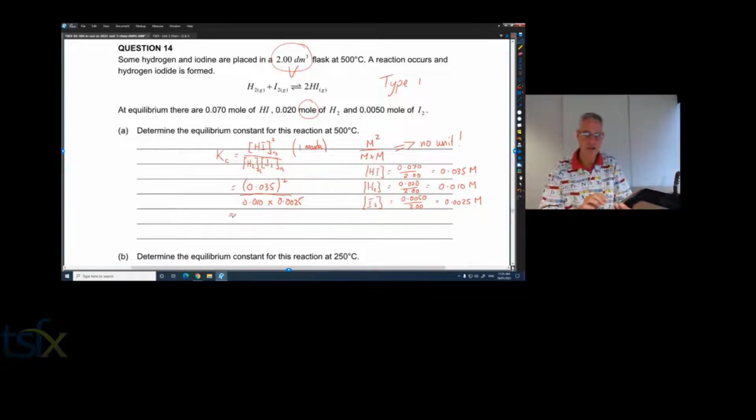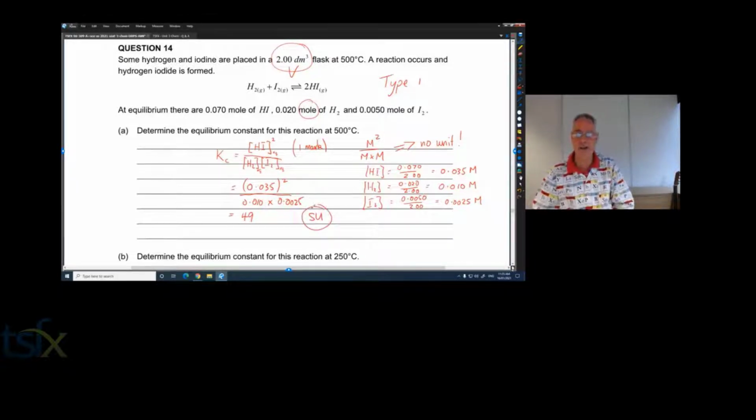You beat me to it, to make sure I don't make a careless mistake. 0.035 squared divided by 0.01 divided by 0.0025. I get 49. And that's what's on screen, and it's got 2 sig figs. That's the correct sig figs, but check SU.